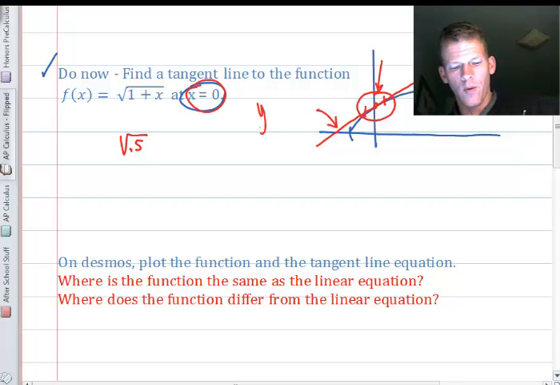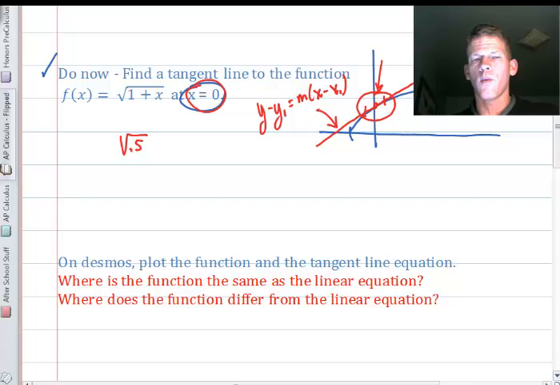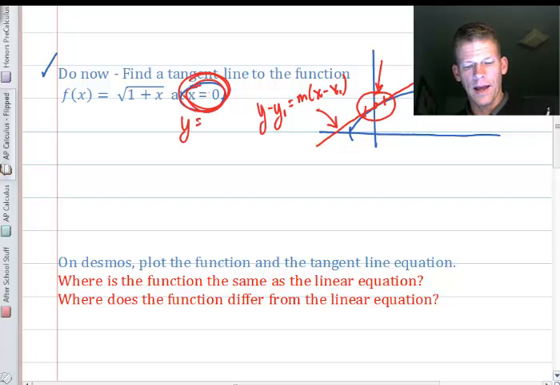Remember how we did y minus y1 equals m times x minus x1? We're going to come up with that equation of tangency, and we're going to go through the parts of calculus that help us get that. So remember, do you know what the y value would be when x equals 0?